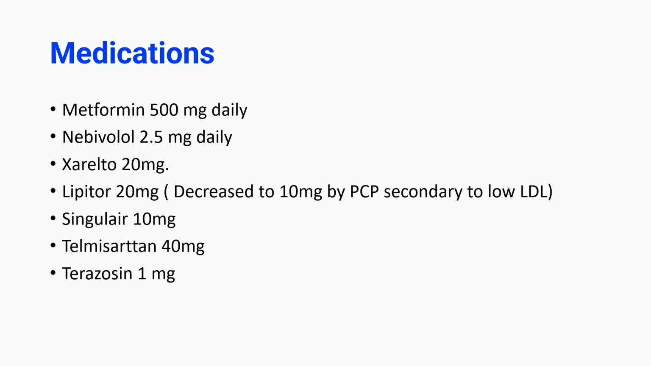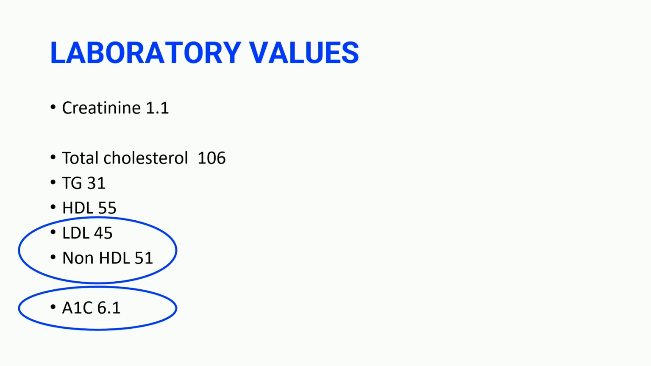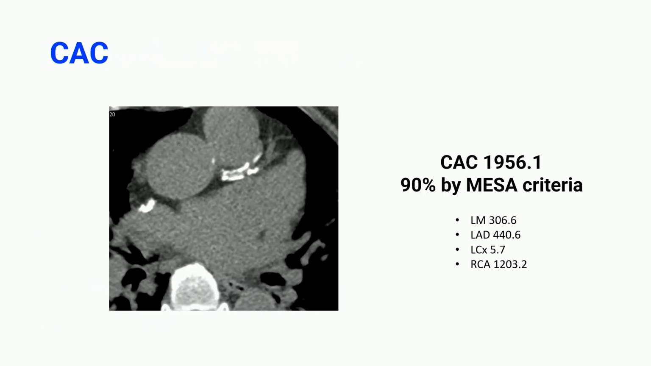He's on a fairly good regimen, but what I want to point out is that he was actually only on a Lipitor 20, but they de-intensified his therapy. He is on other very good medications as well. So when you look at his laboratory values, these are really fairly remarkable. Most of us would be very happy to have these results in our patients. The LDL is 45, the A1C is 6.1 on therapy, but he has a calcium score of over 1900, which is at the 90th percentile.